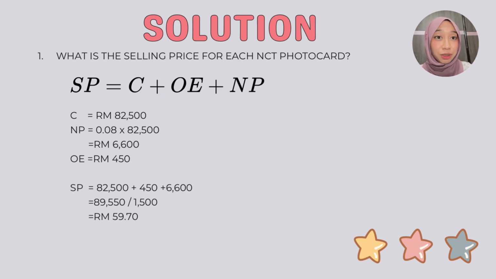So we need to take all those numbers and apply them into the SP formula. So 82,500 plus 450 plus 6,600, which equals 89,550. And we need to divide it by the amount of photo cards produced, which is 1,500. And we will get the SP, which is 59 ringgit and 70 cents per photo card. Let's move on to question 2.